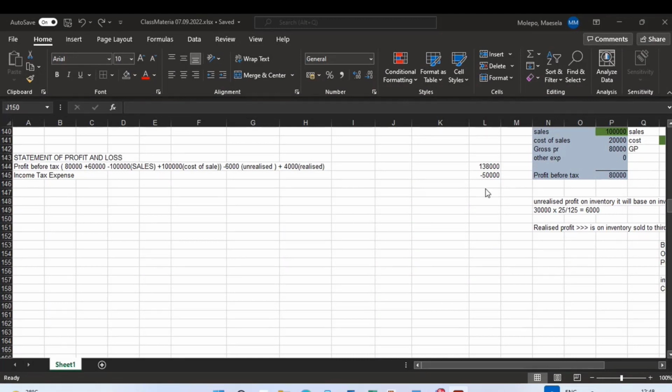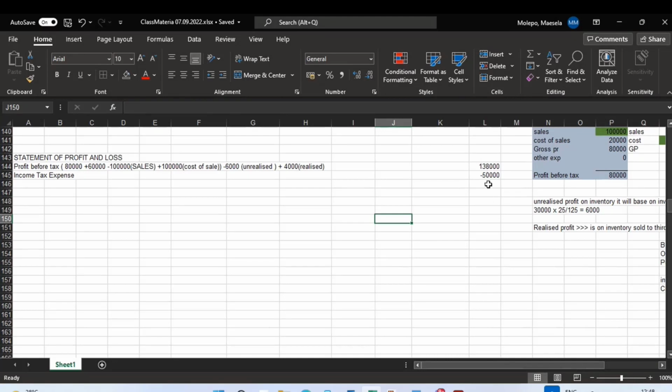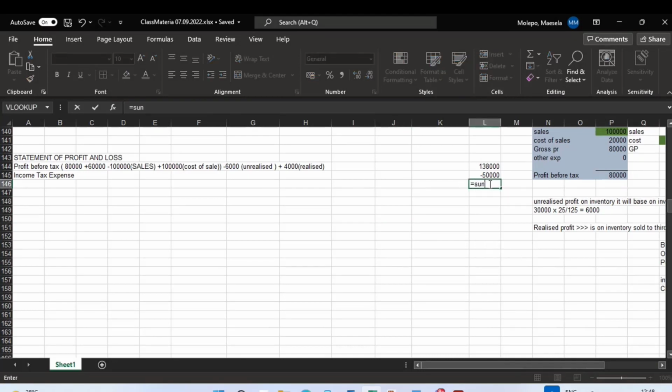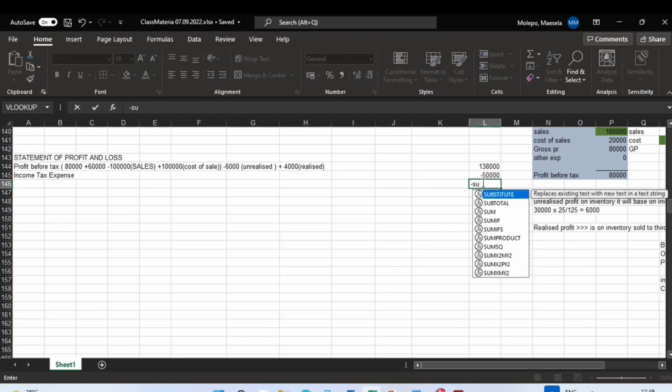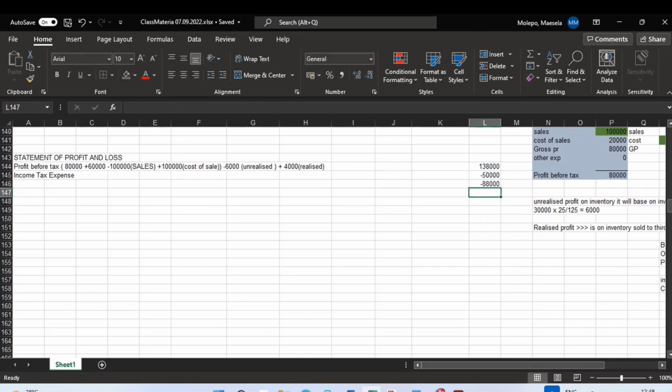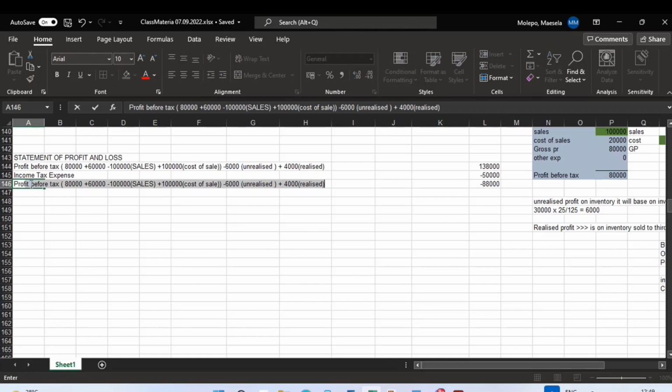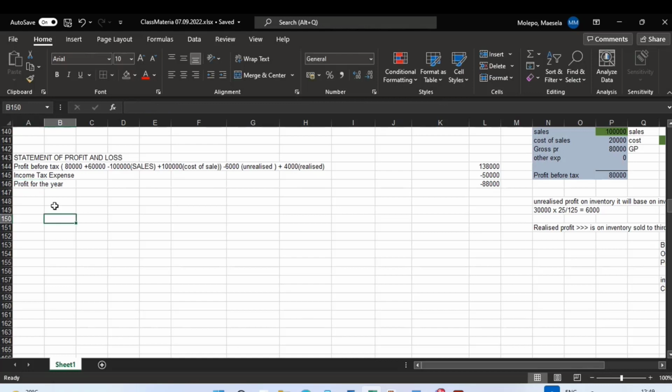So we have income tax expense of 50,000. Then when we do the sum up, we arrive at 88,000. And then from there, it will be our profit for the year. We are all happy, right?